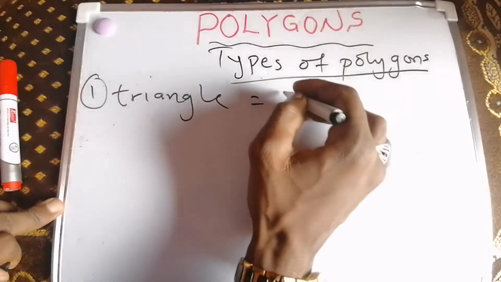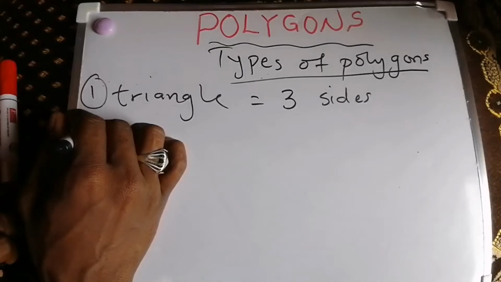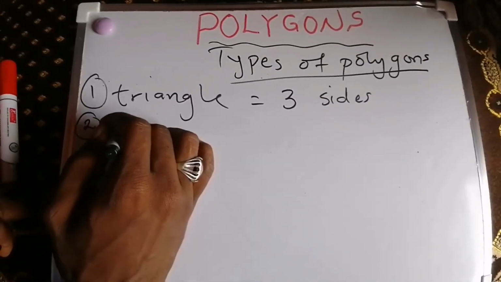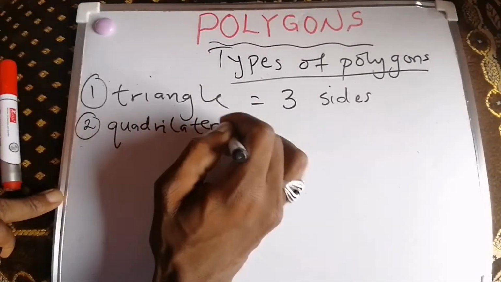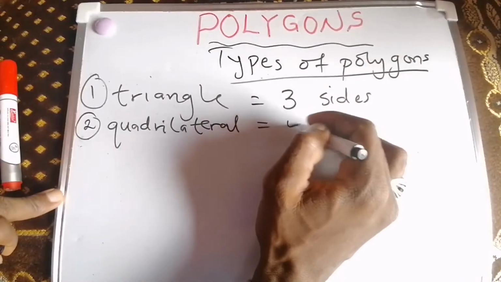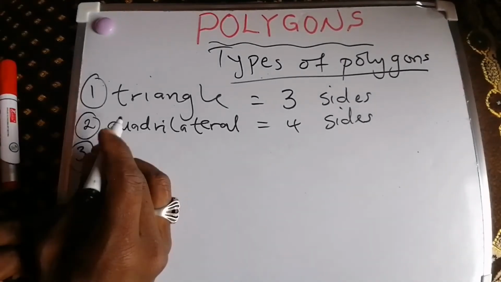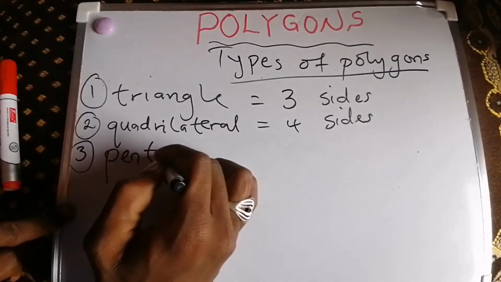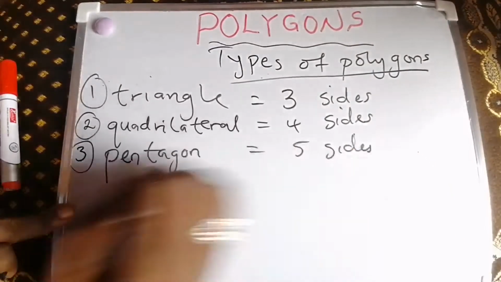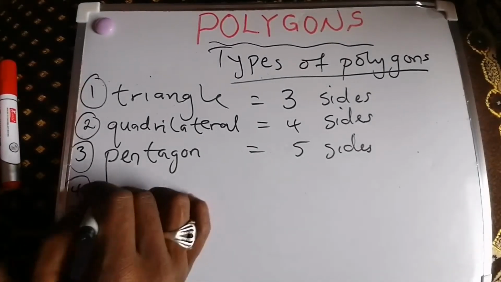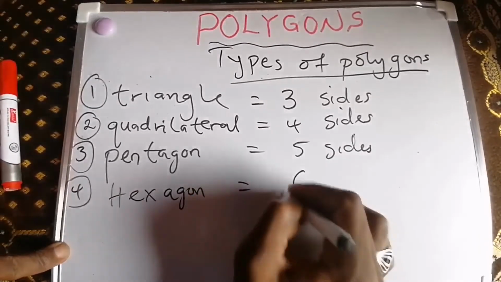Triangle has three sides. And number two, we have quadrilateral. Quadrilateral has four sides. Then three, we have pentagon. So pentagon has five sides. Number four, we have hexagon. Hexagon has six sides.